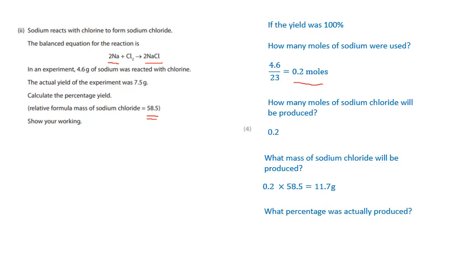What percentage was actually produced? Well, there you go. We got 7.5 out of 11.7. So that's the fraction. Times 100 is 64.1%. And that is our percentage yield. Hey, that was fun. Lots of marks. 4 marks.